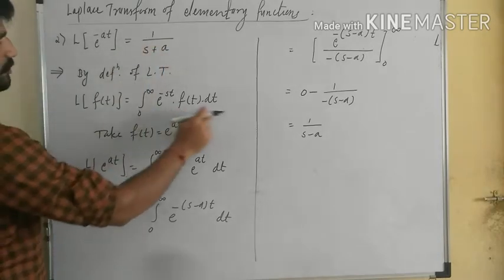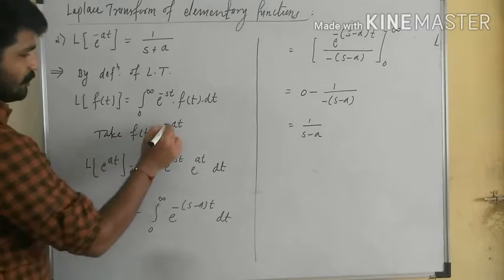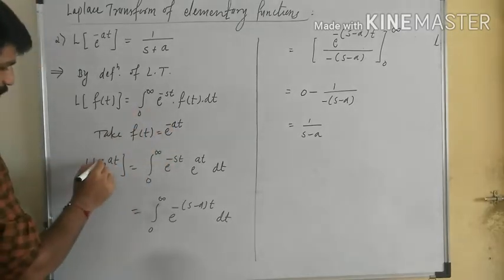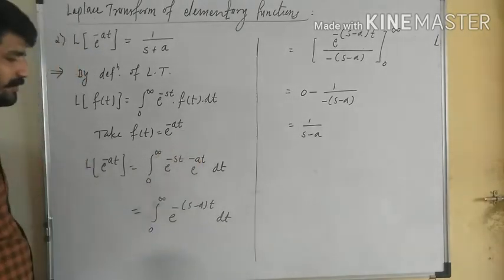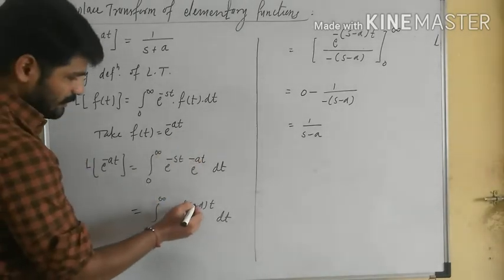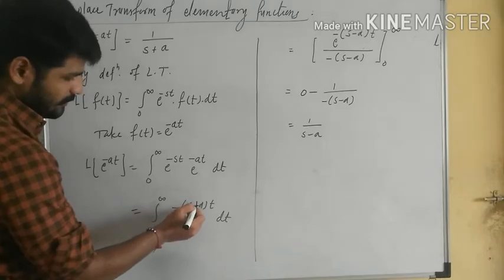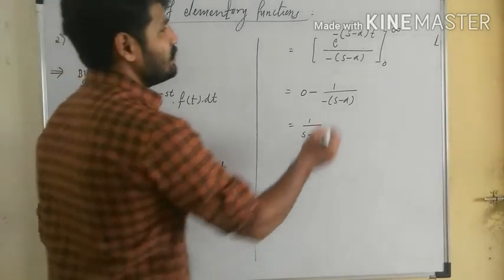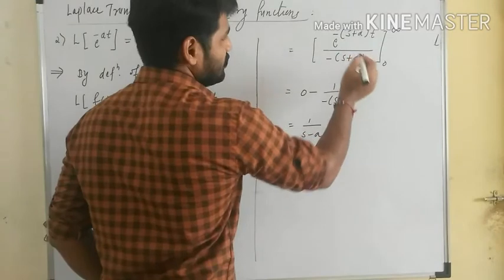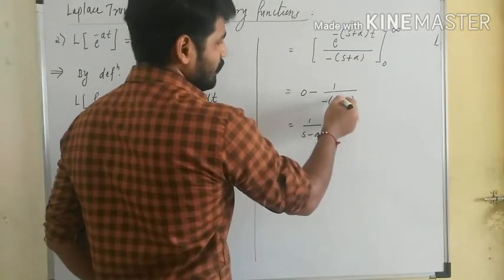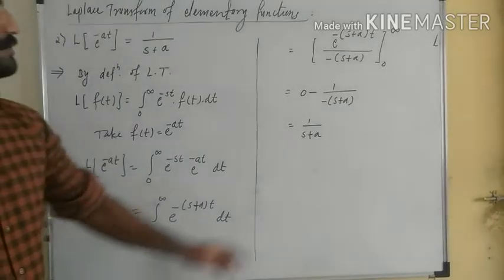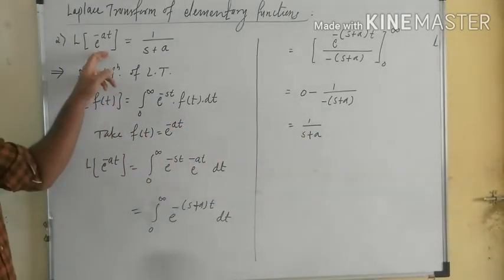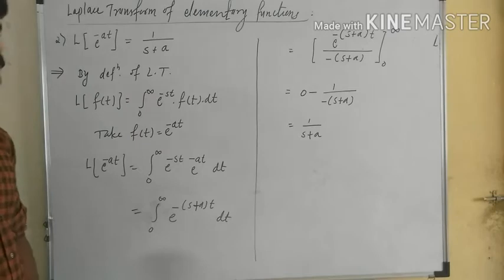Again, by the definition of Laplace transform, taking f of t is equal to e raised to minus at. So here we get e raised to minus at. Here again we get e raised to minus at. So using laws of indices, we get the minus sign common, and here we get s plus a. Again taking integration, we get s plus a. Putting the upper limit and lower limit, we get nothing but again 1 upon s plus a. So this is the Laplace transform of e raised to minus at. So both are the same.